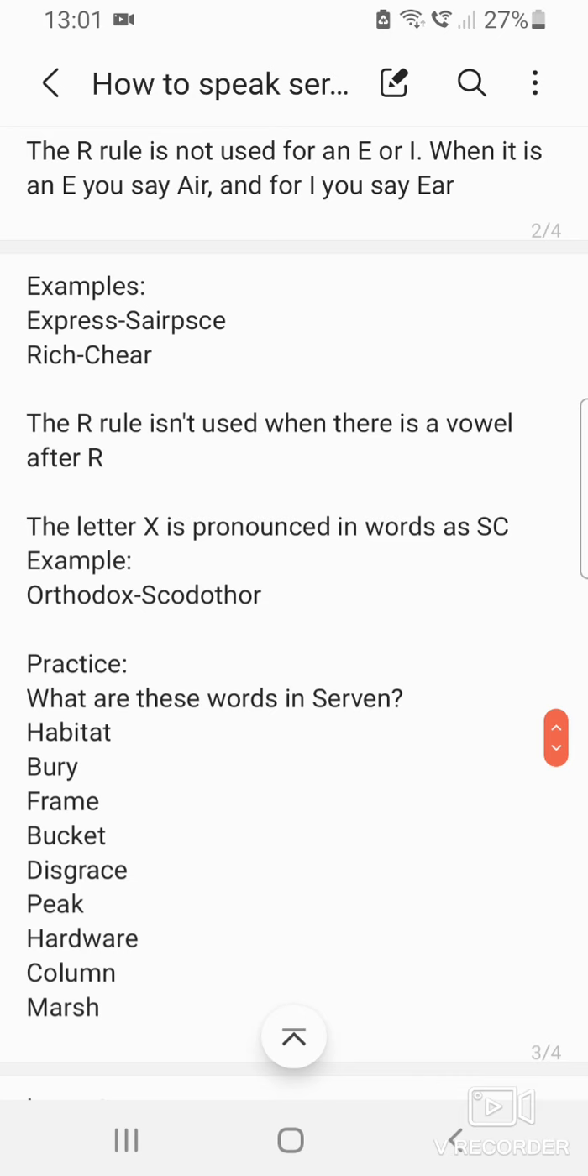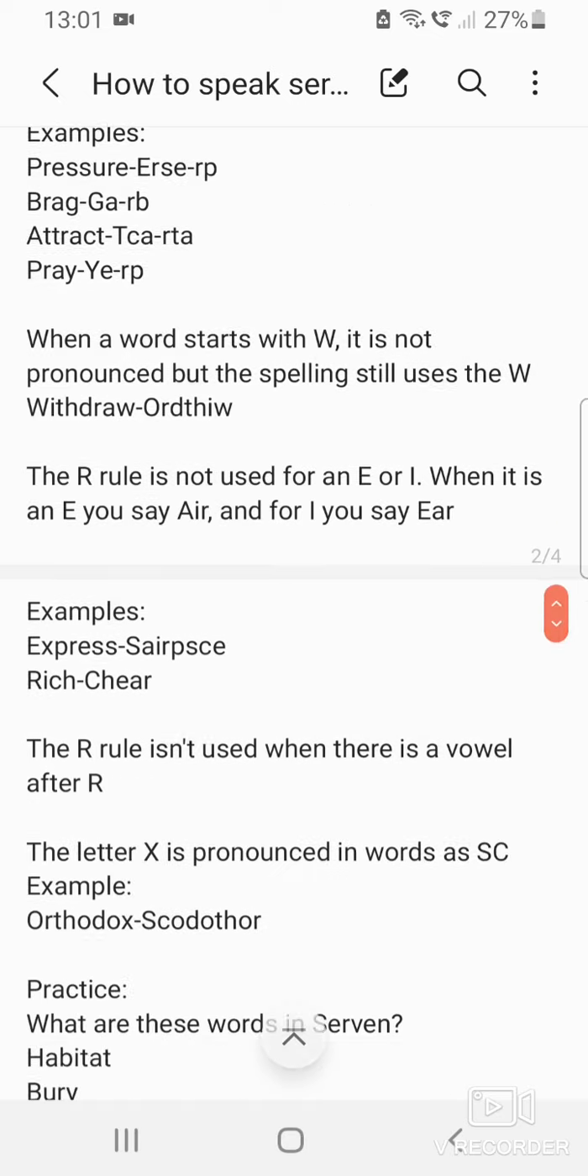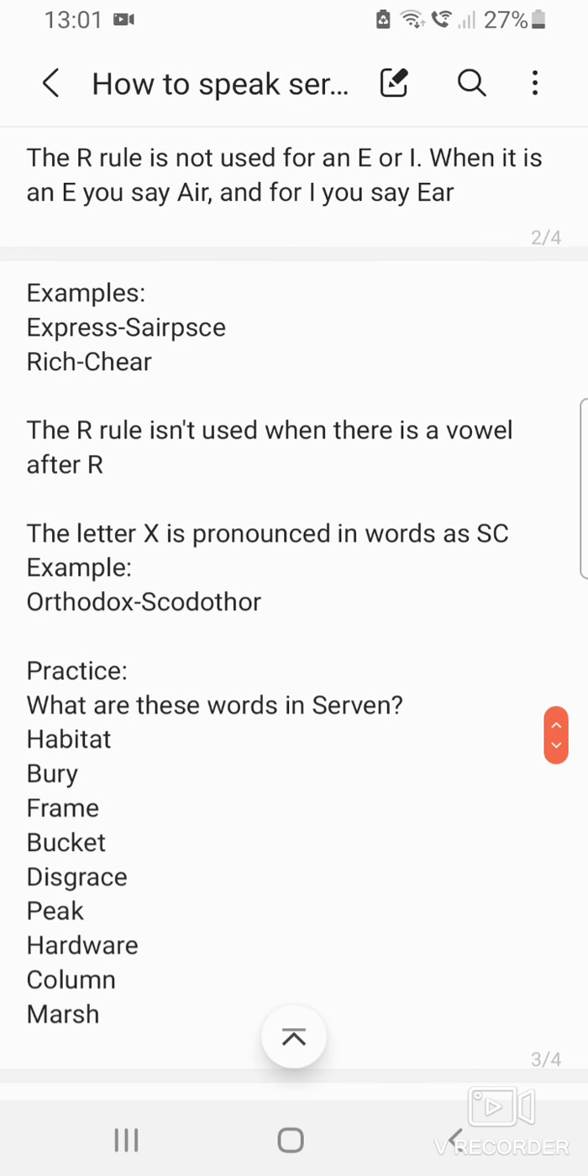And then the R rule, which is the one between that. It is not used for E or I. When it is an E, you say air, and for I, you say ear. So for the examples, express, you see the R and then the E. But instead of having the dash, it's pronounced as air. So it would be sepska. And for rich, there's the RI, so it's ear, and it's pronounced cheer.